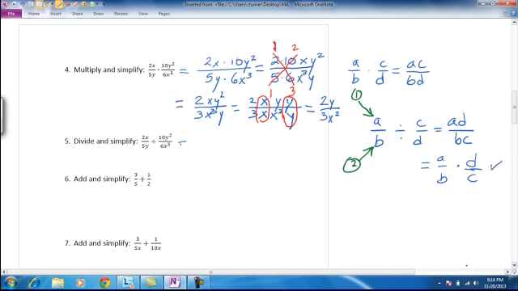This next problem is 2x over 5y divided by 10y squared over 6x cubed, but when you divide with fractions, you always multiply by the reciprocal of the divisor. That's the second one. It flips upside down. So 6x cubed goes up top, and 10y squared goes down below. At that point, we're going to multiply straight across, and the rest of this is very similar to number 4.